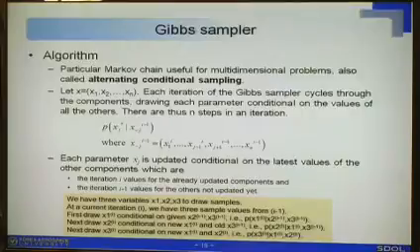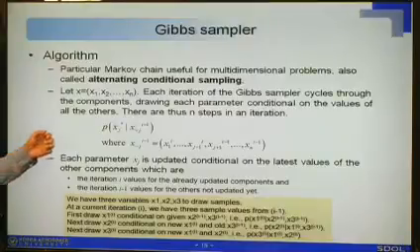Now we move to the Gibbs sampler. The Gibbs sampler is nothing but about the multi-dimensional problem, because the problem that I explained to you before is always about a single variable. But in practice, we have many cases with multiple variables. This is for that. And we also call this alternating conditional sampling. The concept is very easy.